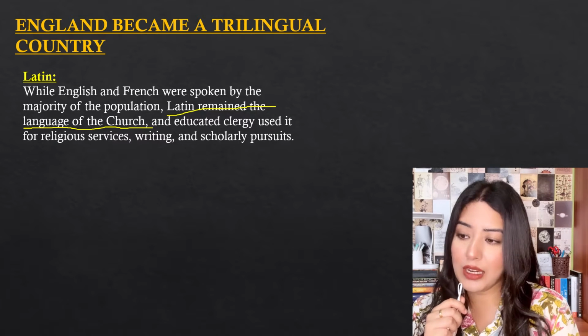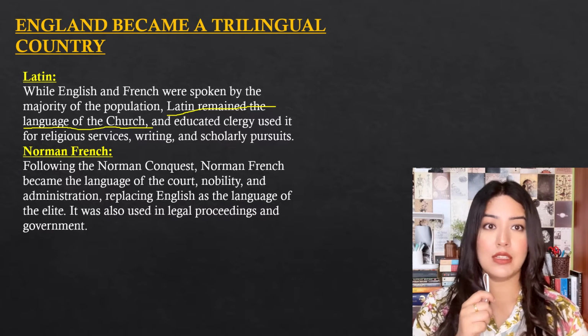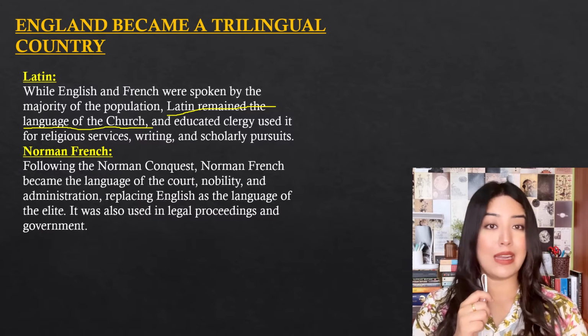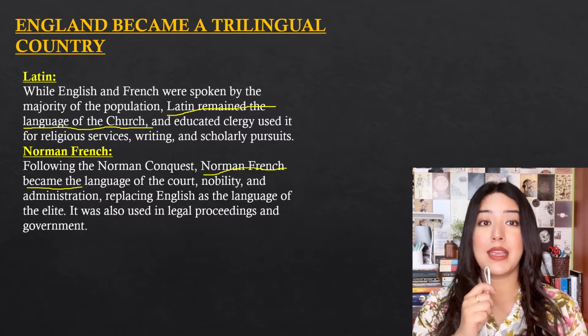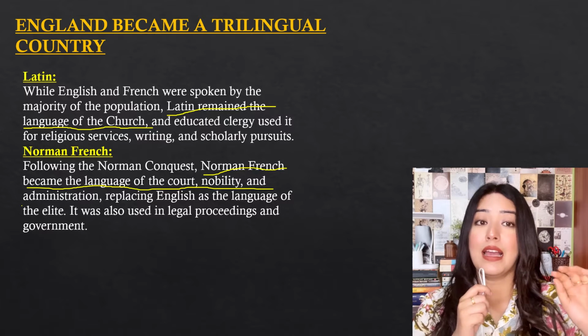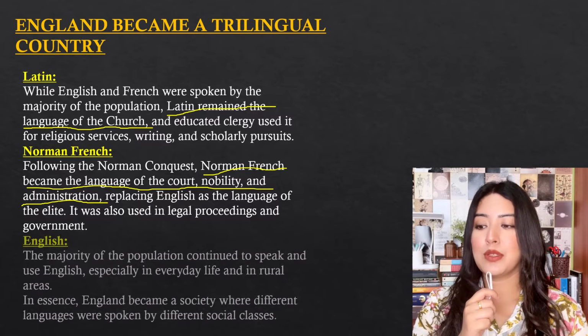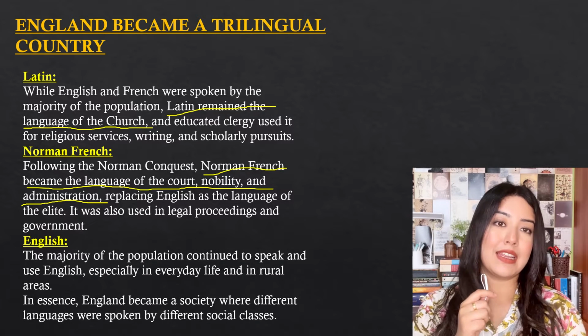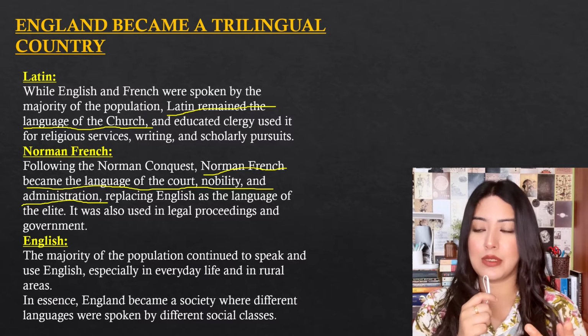So, Norman French. Following the Norman conquest, Norman French became the language of the court. This, I think, now is very clear. Nobility and administration, replacing English as the language of the elite. So French became the language of the elite. It replaced English. English was left for the common people. The elite, so to say, were using French, and it was also used in legal proceedings and government. So it was a very new addition. It's the second language that we're talking about.